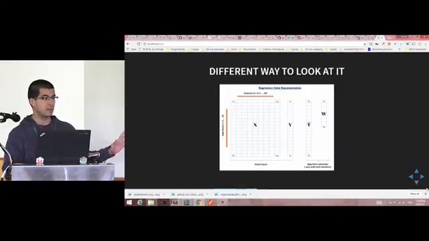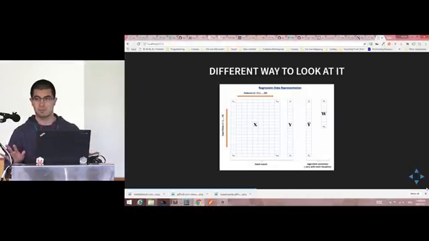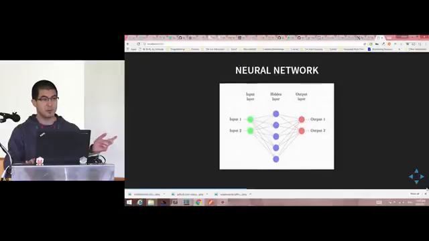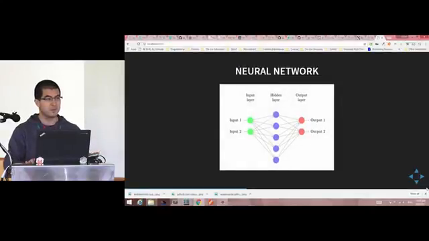I don't know if it makes sense to everybody. Yes? Does one look easier? This one looks easier for you? Yeah, I think so. I don't know. This color.